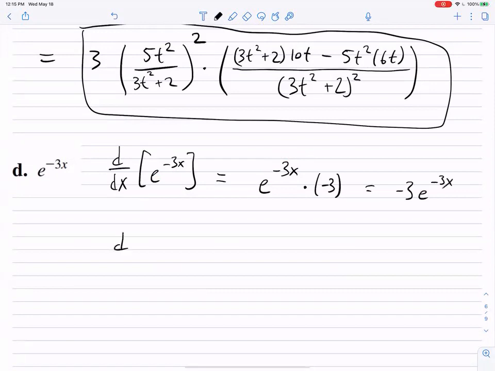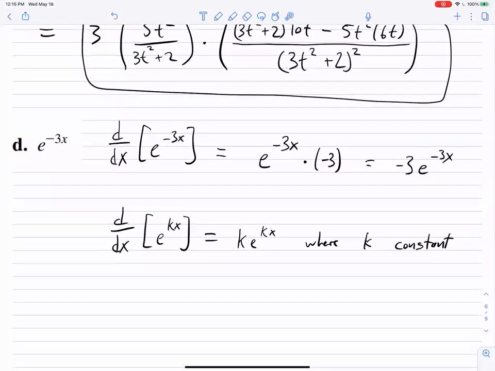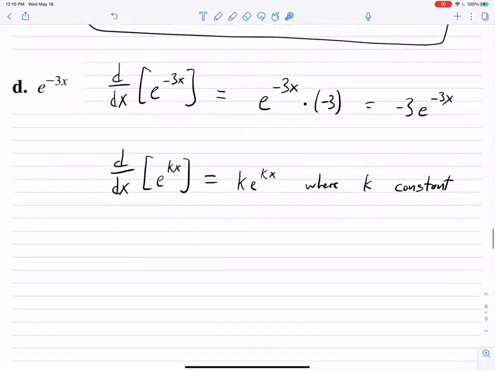In general, this is a nice rule to have. The derivative of e to the kx, where k is any constant, is just k e to the kx. By the chain rule, that will be true. And that's true if you plug in a constant into anything. Sine of a constant times x, you just bring the constant out. And so that's how the chain rule becomes really nice.